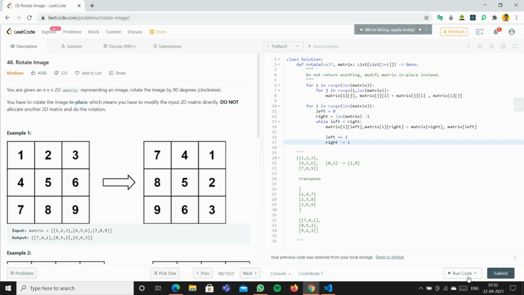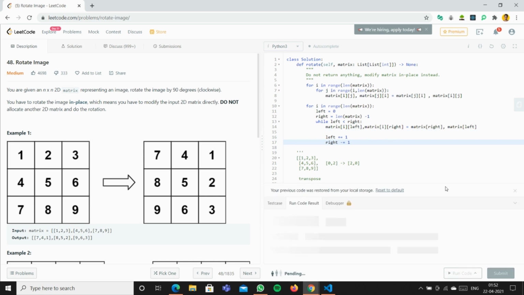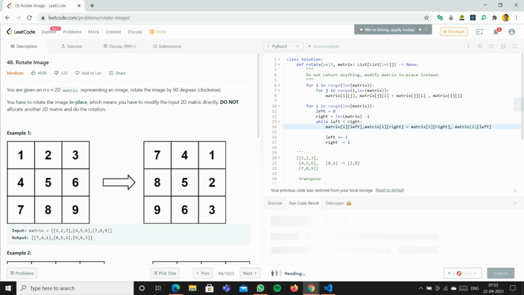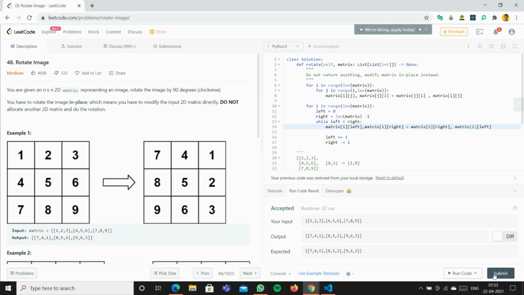Yeah, on running the code. Okay, what's the error? Yeah, okay, now, and submitting it.